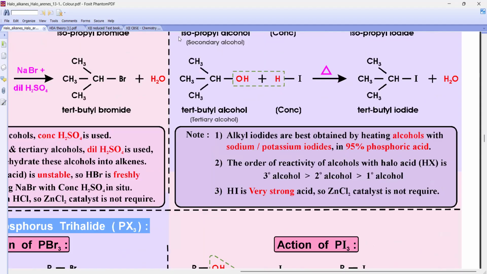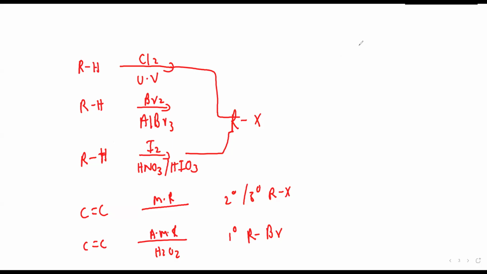Now look, if we want to go to our flow chart, here there is no place, so I'm just writing here. We prepared it from alcohol. So with alcohol I can use either HCl, HBr or HI, and it will give me alkyl halide. If I use HCl with zinc, that is Lucas reagent, I'll get RCl. If I use HBr, I'll get RBr. And if I use HI, I'll get alkyl iodide.